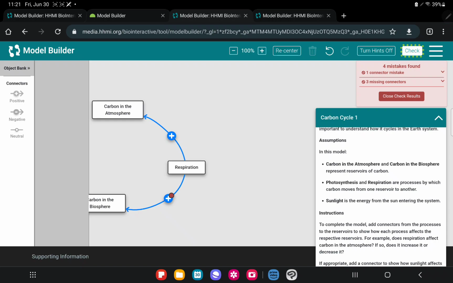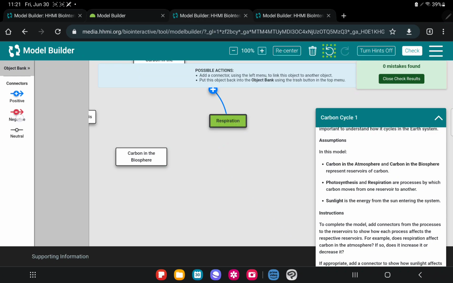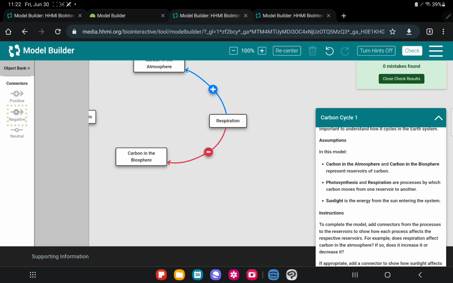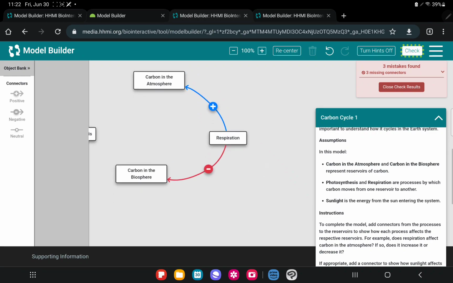Now, let's look at this one here. We're going to get rid of that connector, and I'm going to put a negative connector there and hit check. And what's nice is it's checking this model against a reference model. So what does a negative connector mean? Well, respiration is our cause, or our independent variable, and carbon in the biosphere is our dependent variable.